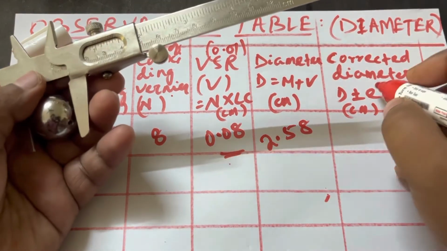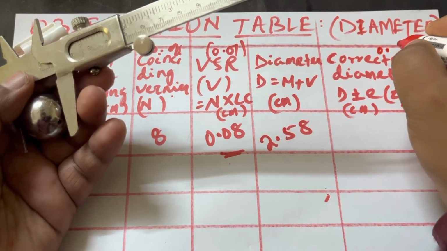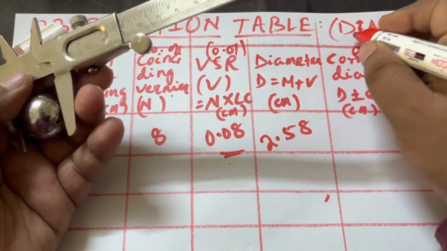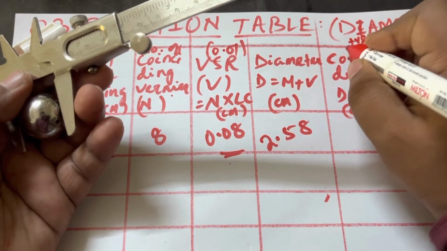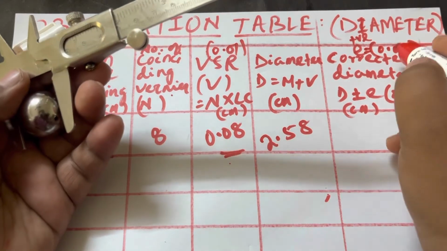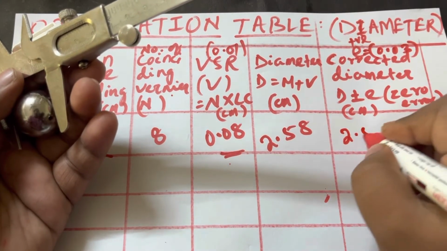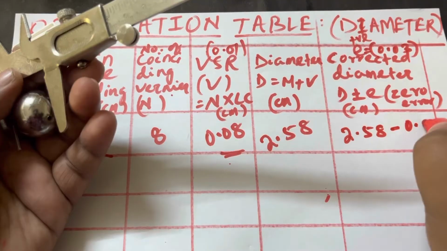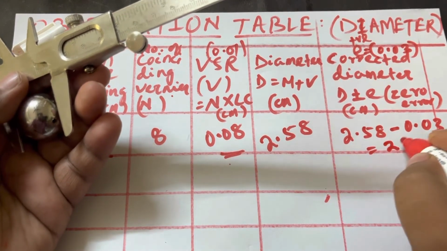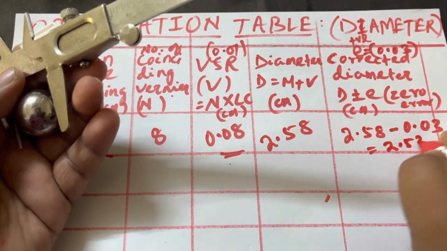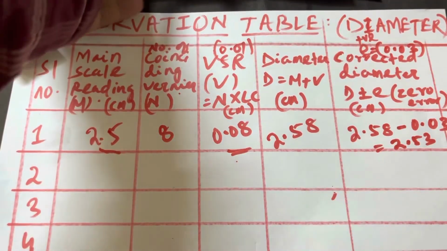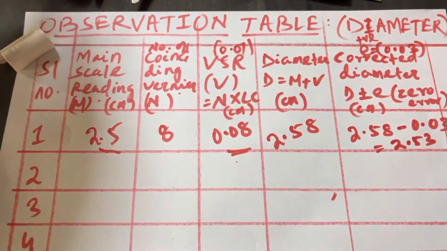Now imagine I have some zero error which is, let's say, 0.03. Let's say a positive zero error. So what I'll do, I'll subtract this: 2.58 minus 0.03. So my value will be 2.53. This is my result. Now I'm not doing the experiment repeatedly.